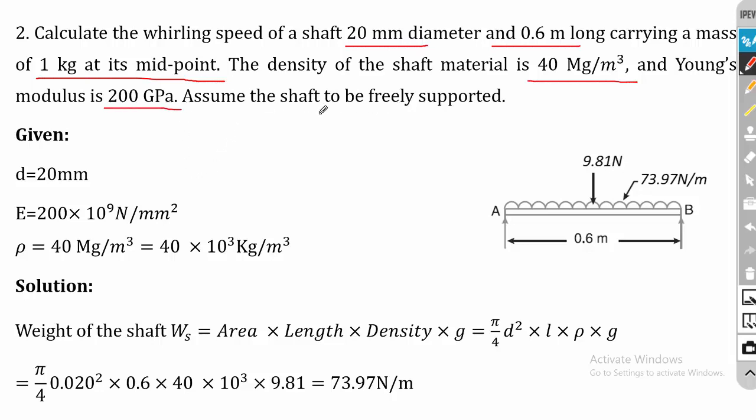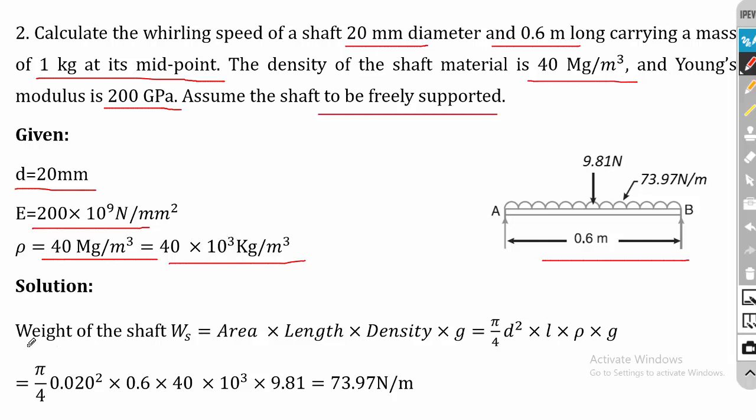Assume the shaft to be freely supported. Okay, so this is the given drawing. The diameter is 20 mm, that is 0.02 meter. E is 200 into 10 power 9 Newton per mm square. Rho is 40 megagram per meter cube. I have converted it into kilogram per meter cube by multiplying by 10 power 3.